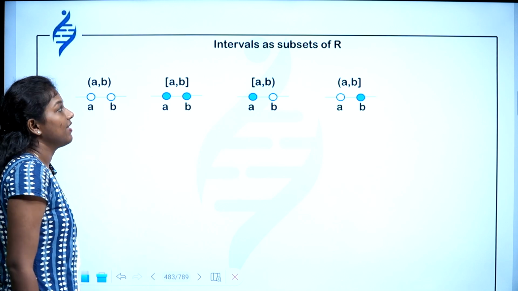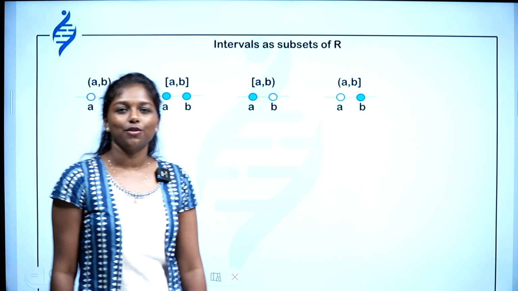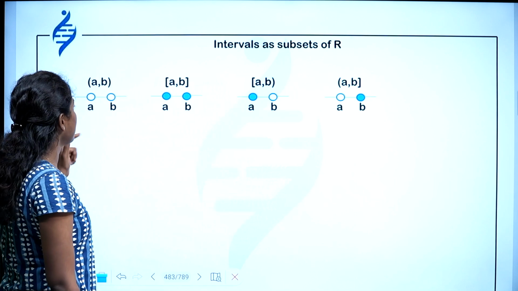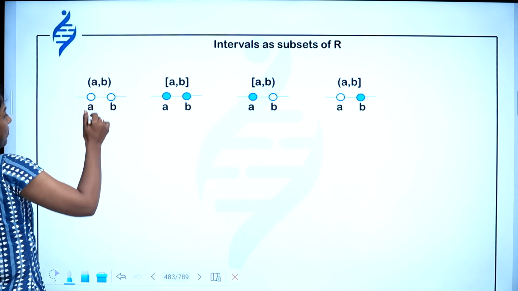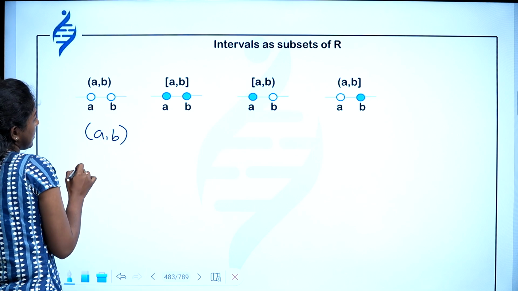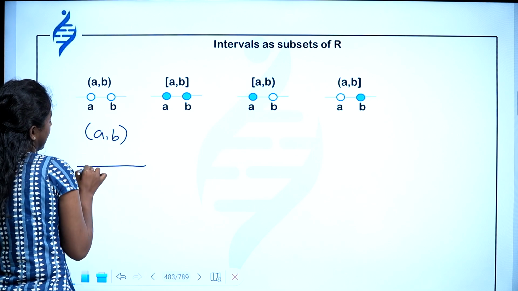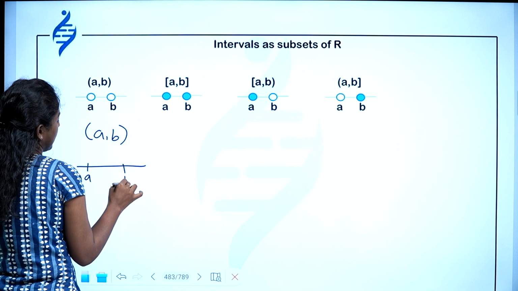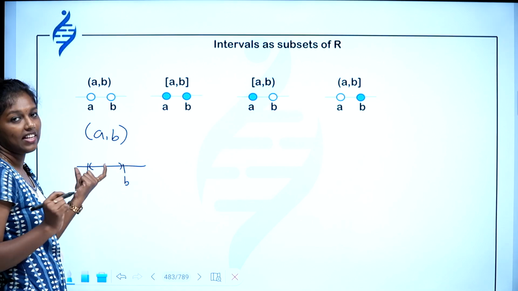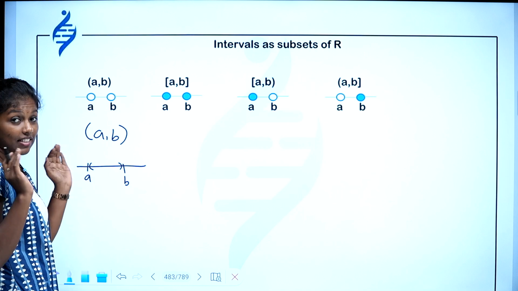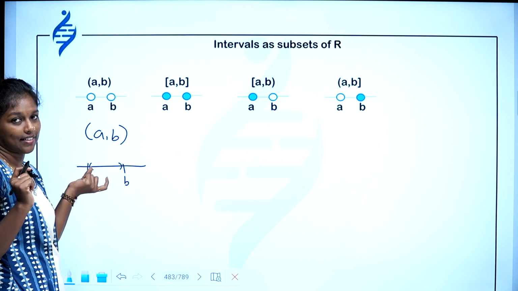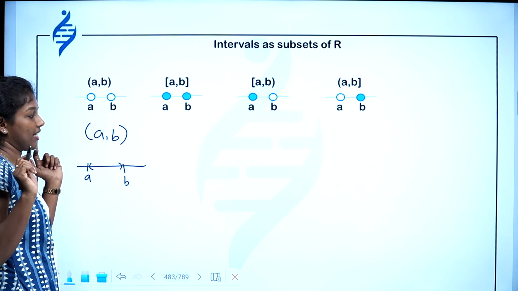Then intervals are subsets of R. Do you understand this one? I have written, see, this is (a, b) with curly brackets. If you are considering a and b, you have to take all those things in between a and b other than a and b. You should not include a and b here if you are using open brackets.